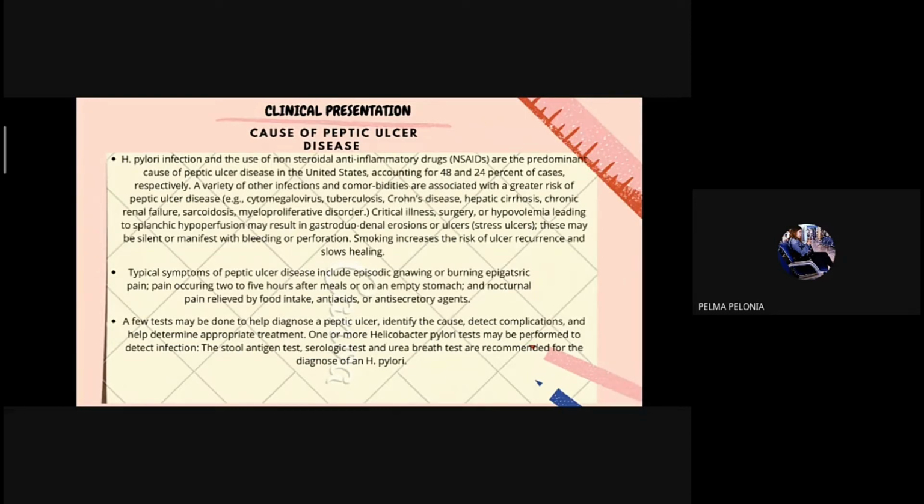The typical symptoms of peptic ulcer disease include episodic gnawing or burning epigastric pain, pain occurring 2 to 5 hours after meals or on an empty stomach, and nocturnal pain relieved by food intake, antacids, or antisecretory agents.